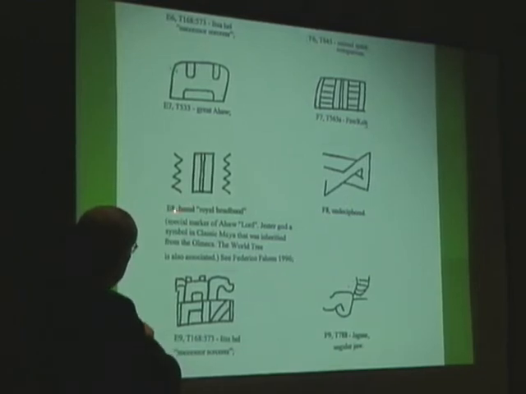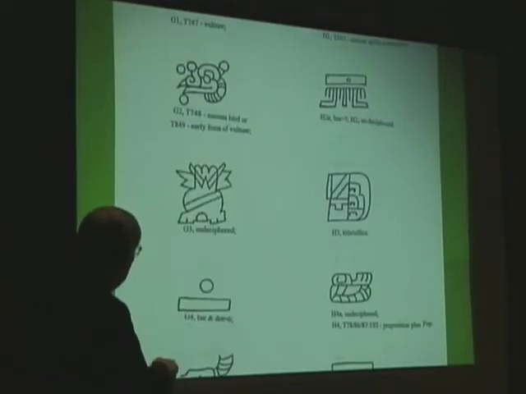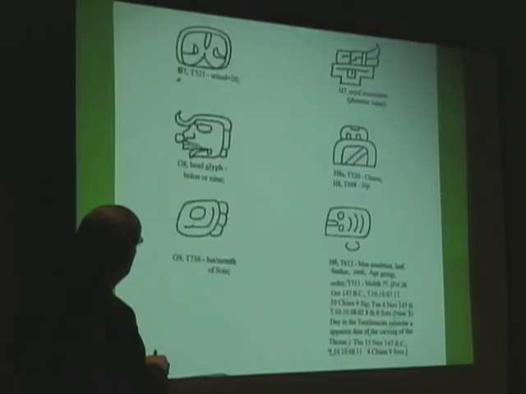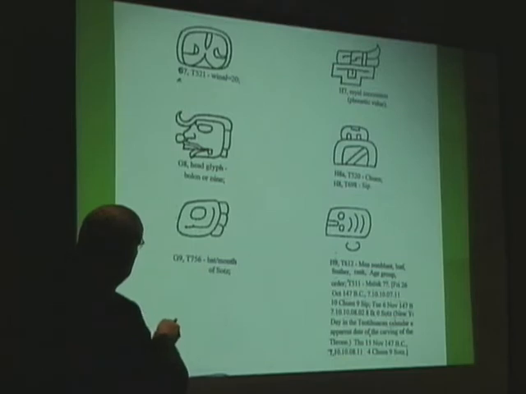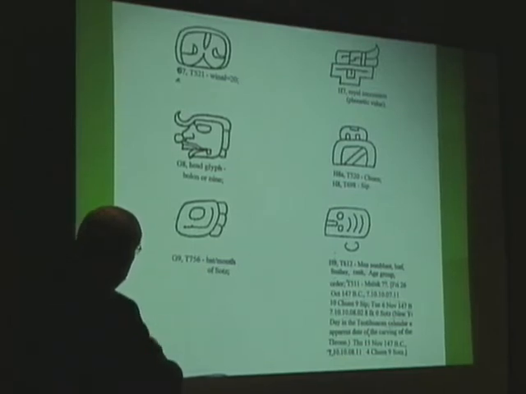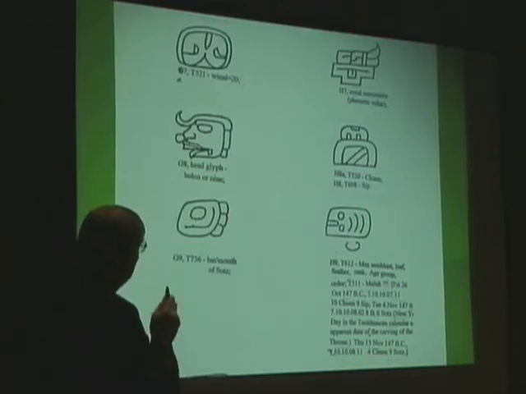Now here you get the hunal, or the royal headband, so that's telling you it's kingship involved here. Here you have a royal succession, so again you have the symbols that it's royalty and one king is succeeding the other. And down here at the bottom we have some dates that are important, but you don't need to bother with them.